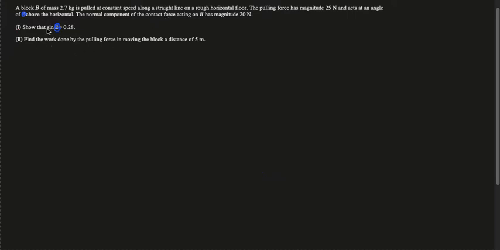In this question we are going to take g to be 10 meters per second squared, the acceleration due to gravity. Alright, so let's go. Always in mechanics we start by sketching. We start with a sketch.